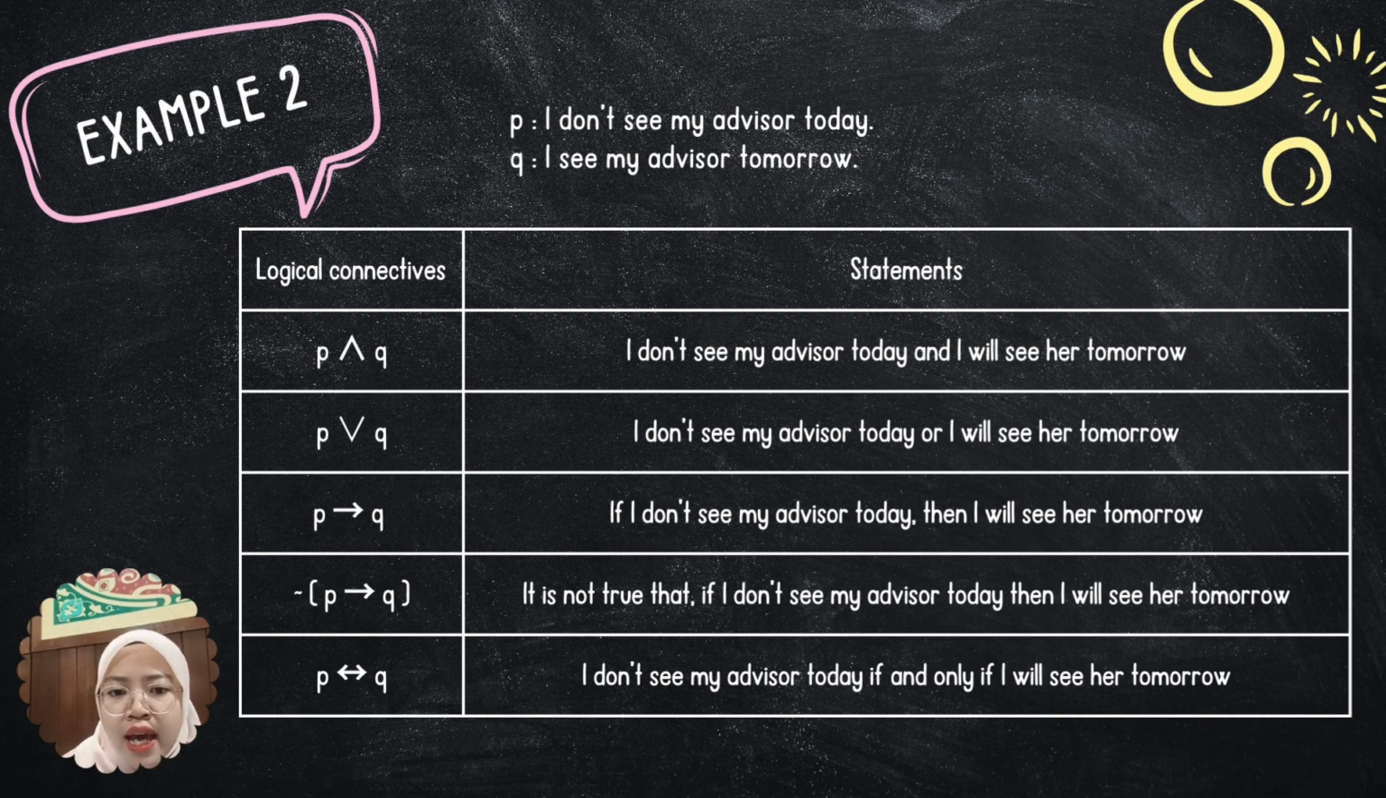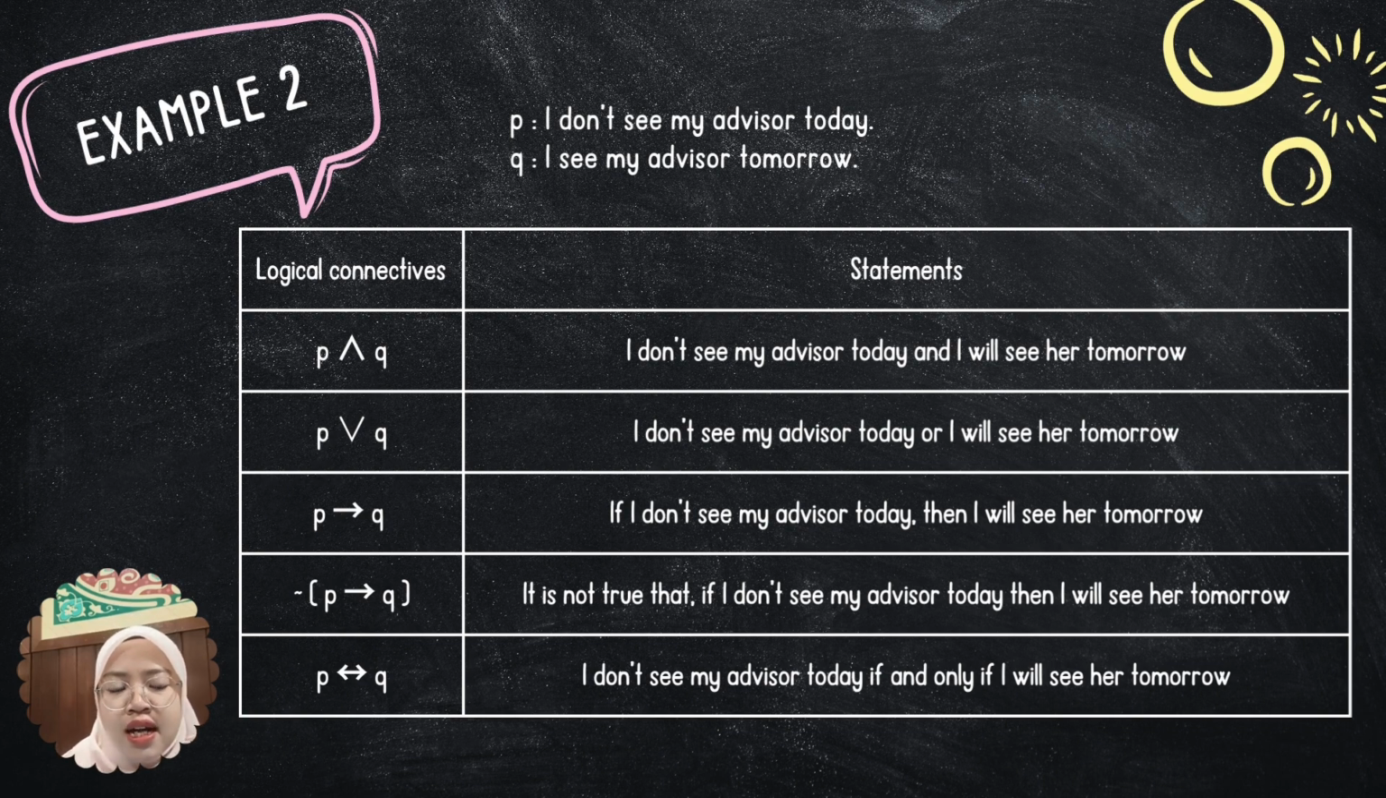By using symbol N, our statements will be I don't see my advisor today and I will see her tomorrow. Next, question 2. We have P or Q. Using symbol OR, our statement will be I don't see my advisor today or I will see her tomorrow.